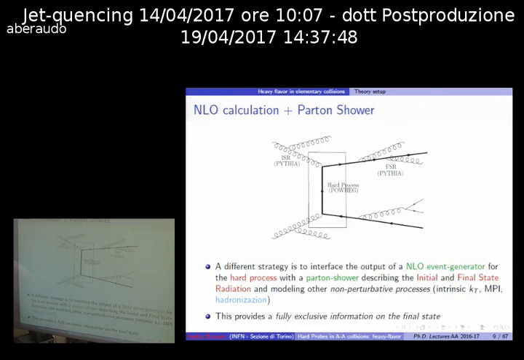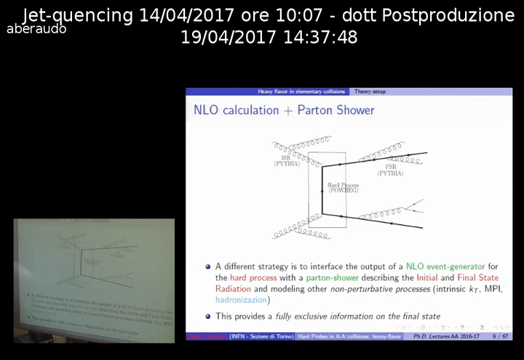like multi-parton interaction, in the sense that in a single proton-proton collision you can have multiple semi-hard 2-to-2 scatterings, and also at the end these tools can also simulate hadronization, so the transition from partons to hadrons. And they provide fully exclusive information on the final state. So for each event, you really have a list of particles in the final state, and not only of the particles, but also of the parents of these particles, of the grandparents, and so on.